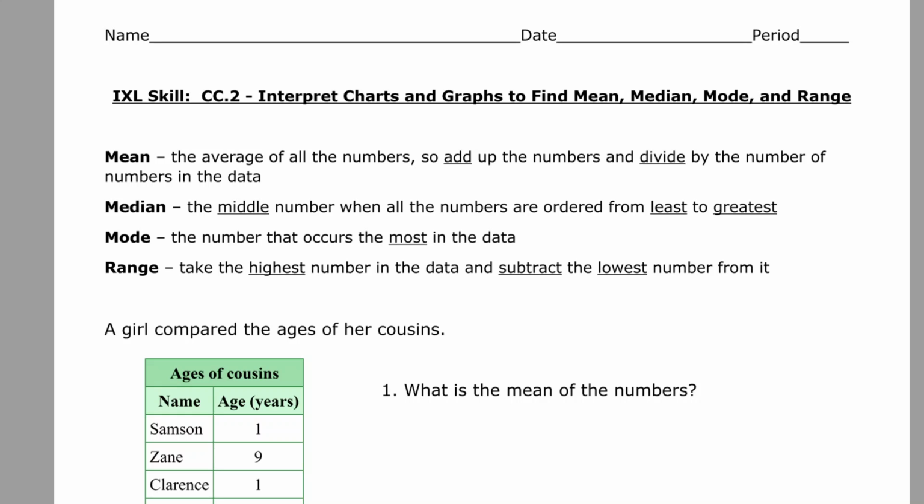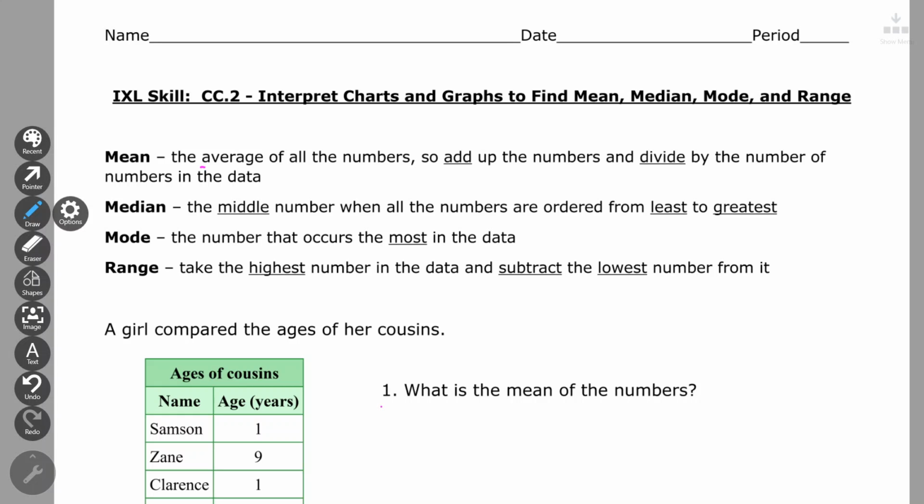Today we're going to be looking at IXL skill CC.2 on interpreting charts and graphs to find the mean, median, mode, and range. In IXL skill CC.1, we talked about what is the mean, median, mode, and range. Let's review. The mean is the average of all the numbers. So you're going to add up the numbers and divide by the number of numbers in the data.